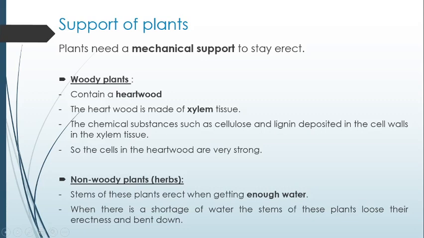Support of plants. Plants need mechanical support to stay erect. It is because plants have to get the maximum amount of sunlight for their photosynthesis process. So plants always grow in an upright direction. To hold up all the branches and the weight of the stem, plants need this mechanical support.